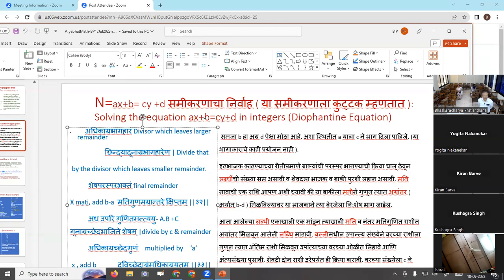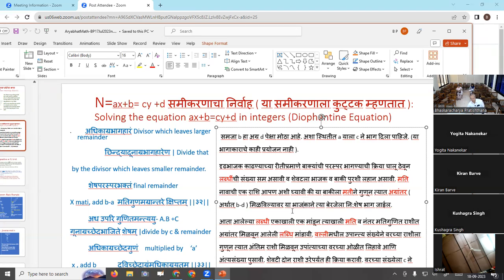So multiply the final remainder by mati and add B minus D to that. So this is what is to be done, and this should be divisible. Now the condition is that this should be divisible by the final divisor. So when you do another division, there is a final remainder and a final divisor. So final remainder into mati plus b minus d should be divisible by the bhajaka, that is the divisor, the last divisor. So this will be more clear when you do the problem.